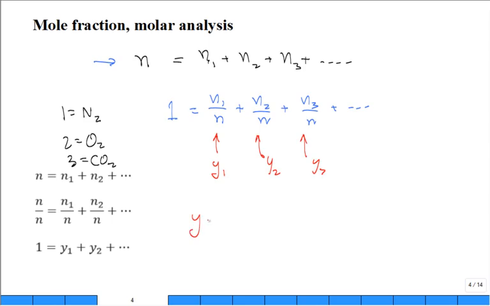Those y's are simply the amount of that particular species of interest, maybe put a subscript i on there, divided by the total amount. It's the mole fraction. So it adds up to 100%. Maybe I have 20% nitrogen, 70% this and 10% that. They all add up to 100%. It's mole fraction. Okay? All right.